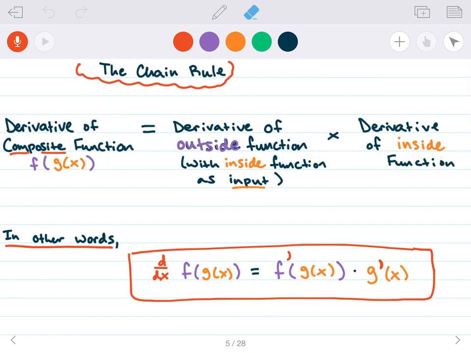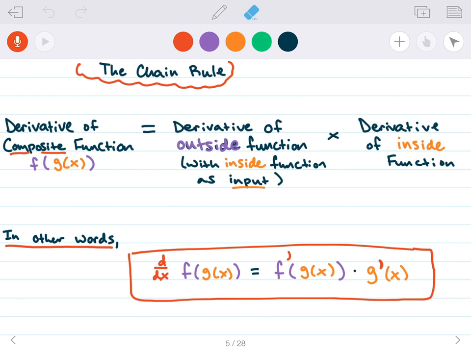So let's talk about why we need to identify the outside and inside function. We can take derivatives of composite functions, and I'm going to show you 2 different methods. One is the method that I use, which is basically the method you use when you get used to the rule. And then the other method is to actually use this formula.